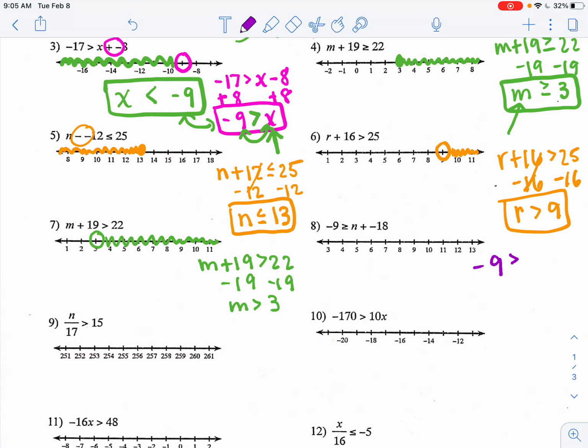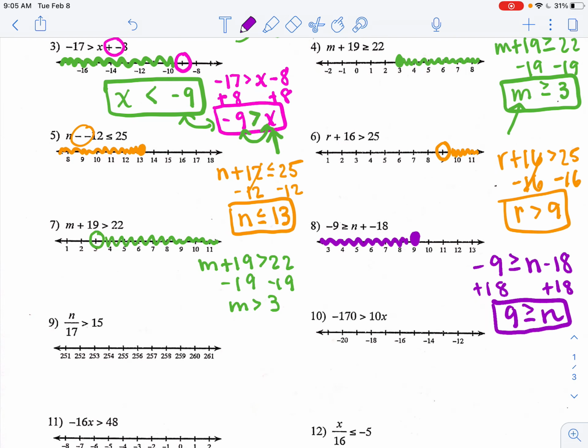Number 8, negative 9 is greater than or equal to n plus negative 18. Adding a negative is the same thing as just subtracting, so n minus 18. Add 18 to both sides, and 9 is greater than or equal to n. That's closed on 9. The variable is not in the front, so you can't go by the direction of the sign. You actually would have to go the other way, because if n is less than or equal to 9, then that's over on the left side.